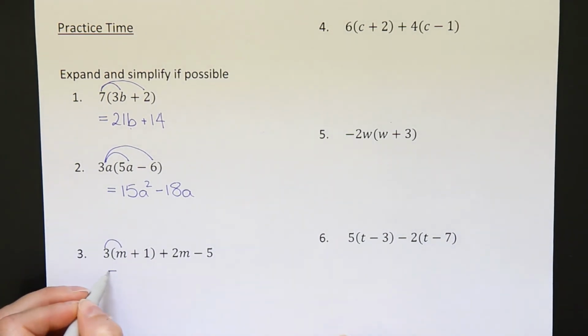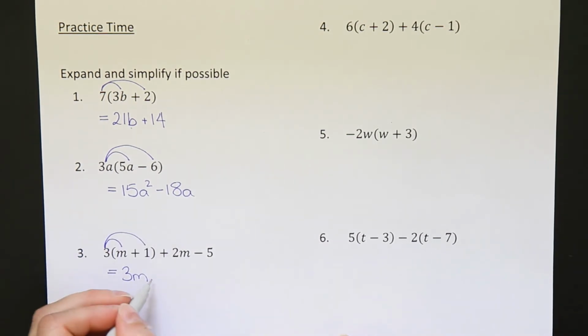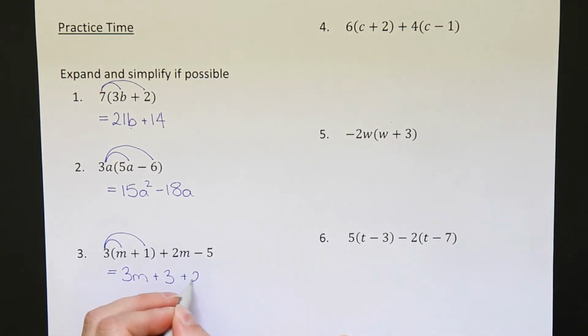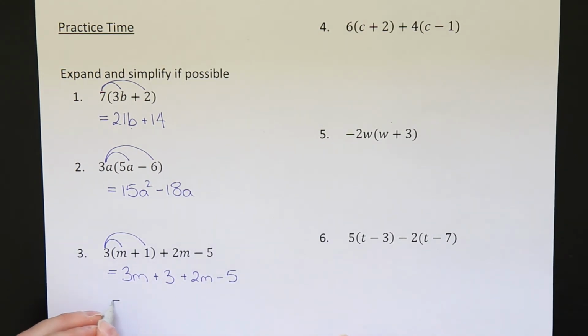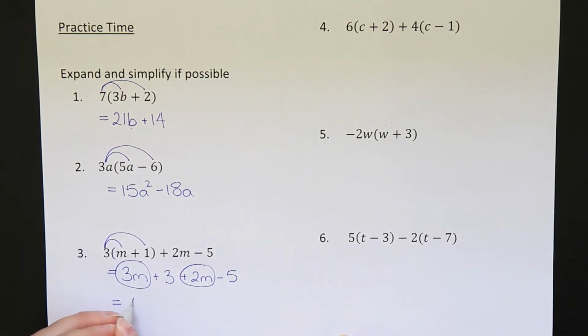Question 3. 3 times m equals 3m. 3 times a positive 1 is a positive 3. These terms aren't in the brackets, they're just sitting afterwards. So then we can do a second step to collect up our like terms. 3m is a like term with 2m. 3 plus 2 is 5m. And the 3 and the negative 5 will go together. 3 minus 5 is minus 2.